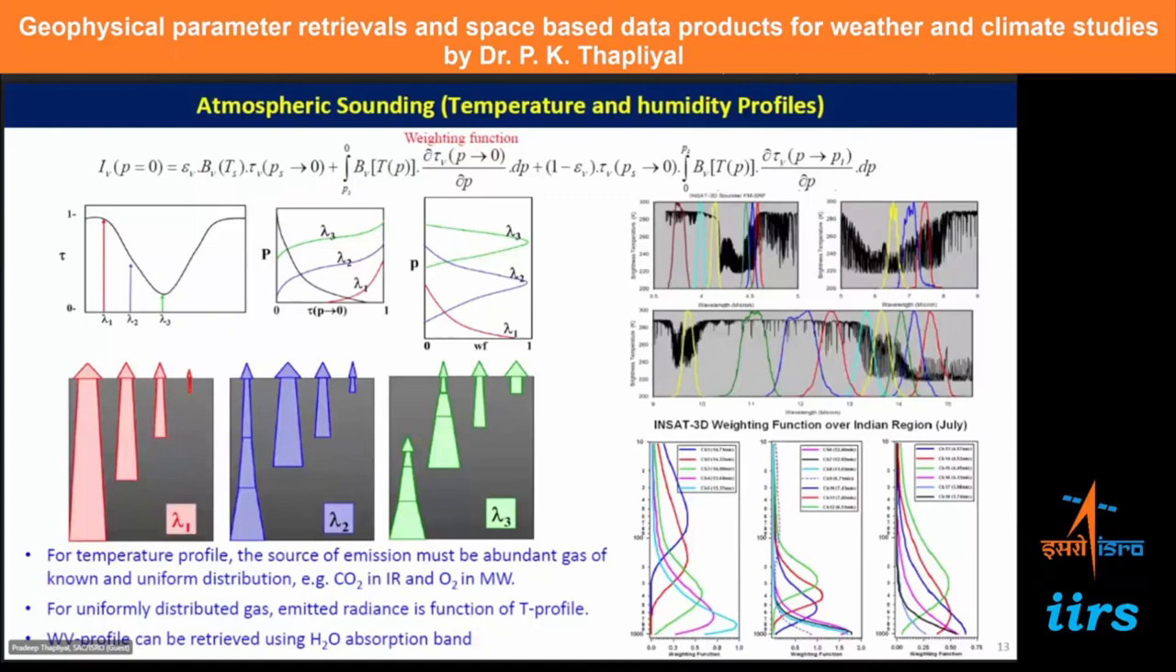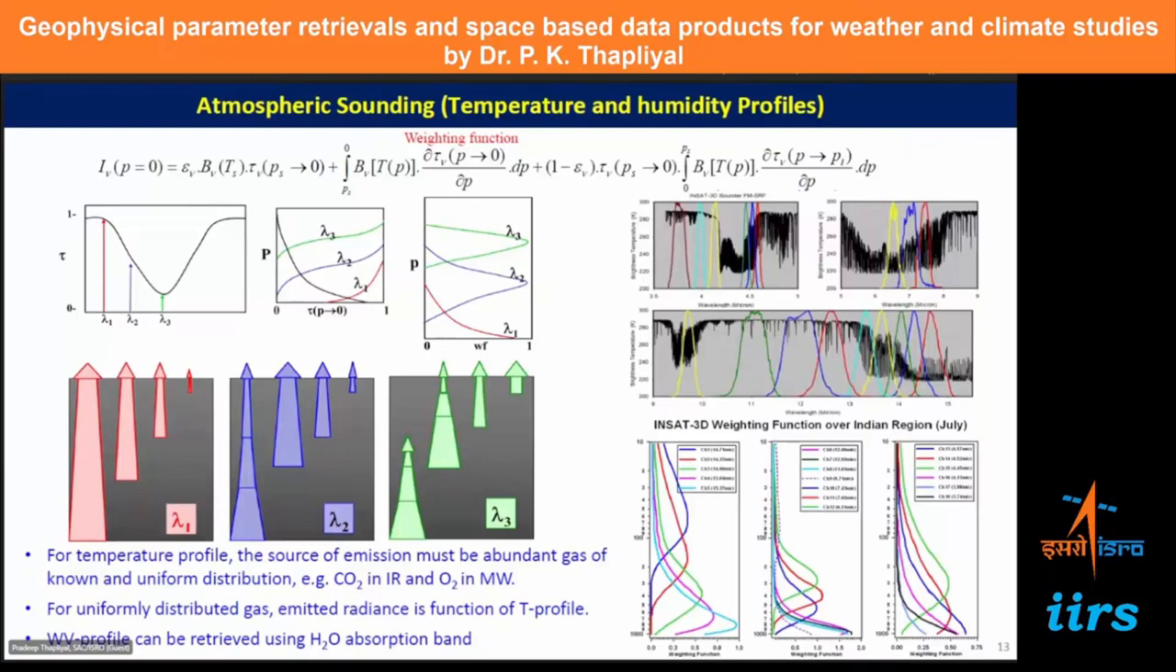So in this atmospheric sounding, to get information of the temperature profile, you have to make use of a number of channels in the absorption band of a gas which is uniformly distributed in the atmosphere, and a gas where you know the mixing ratio very well, like CO2 and oxygen. Oxygen in microwave is very useful from that point of view, because oxygen and CO2 are well-mixed gases in the atmosphere, and their concentration you know very well, and it is not changing very much with time.